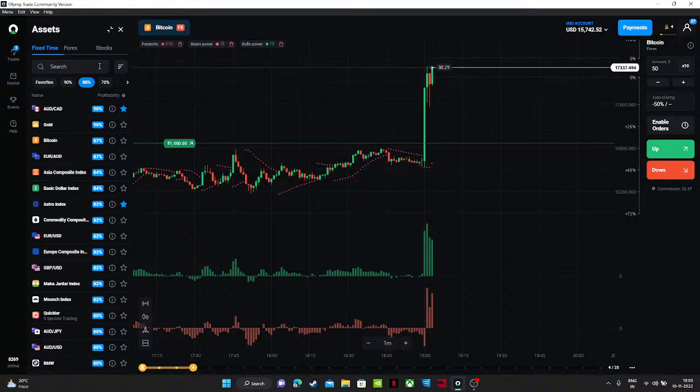Best time frame for fixed time trading. Okay, on the 1 minute chart, you can place your trade for somewhere around 2 to 3 minutes, and if you are analyzing a chart of much longer duration like 5 minutes, you can make the trade for 15 to 25 minutes.